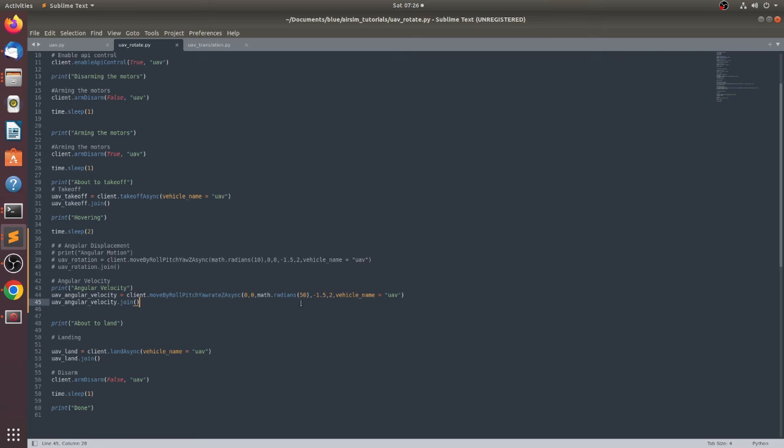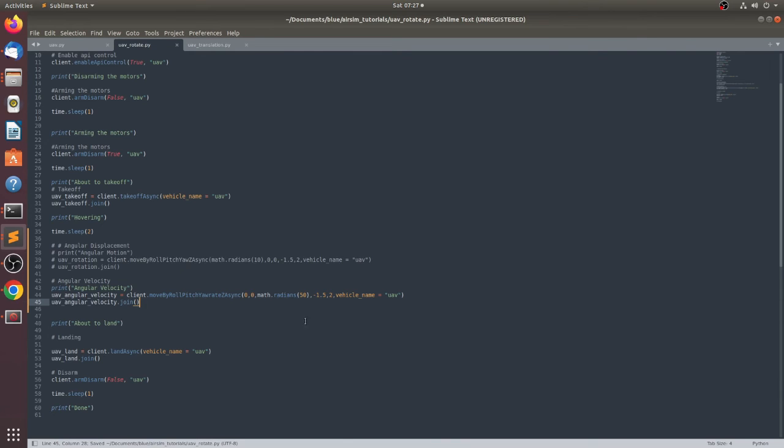So let us give, let's say, 50 radians. Here the functionality is like this. We are giving roll angular velocity, pitch angular velocity, and yaw angular velocity. And this is the desired altitude we want the drone to be at. And this is the time, so how long I want to execute this velocity for. And of course our vehicle name. So let's go and execute this script.